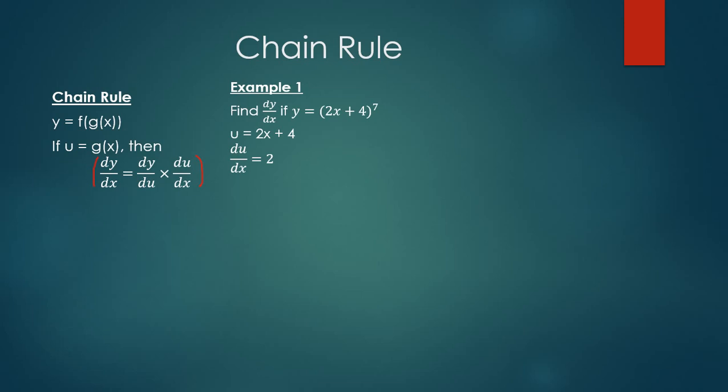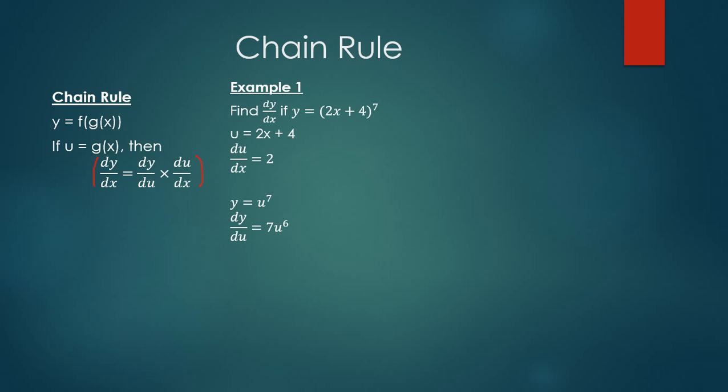The next thing we need is dy by du, right? So we're able to write y in terms of u. So y is equal to u to the 7th power. Remember 2x plus 4 is equal to u, so we can replace this with u and we get y equal to u to the 7th. So we're now able to find dy by du, which means we differentiate y with respect to u. That gives us 7u to the 6th power.